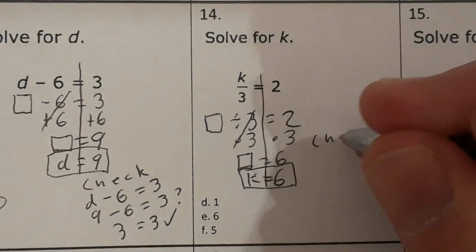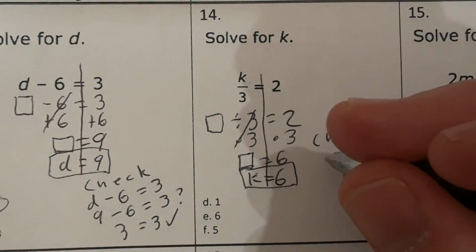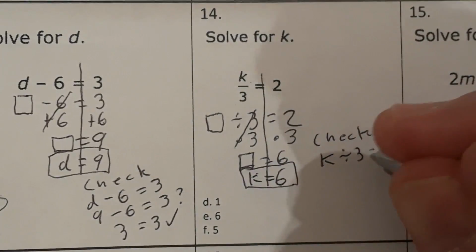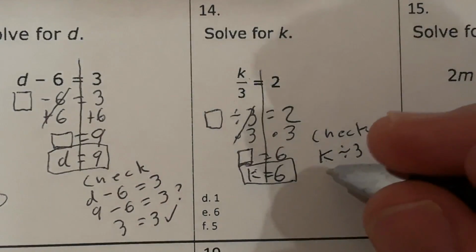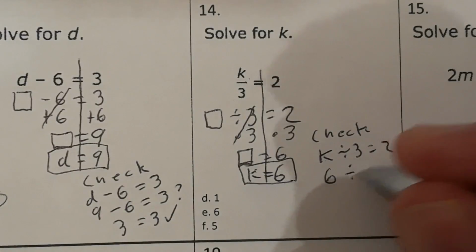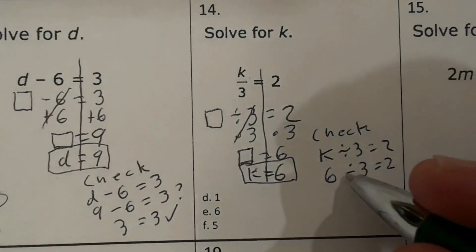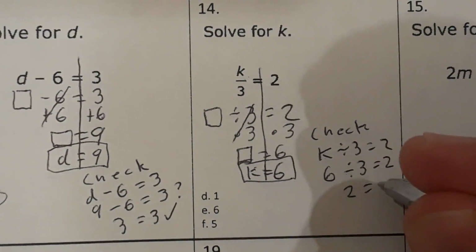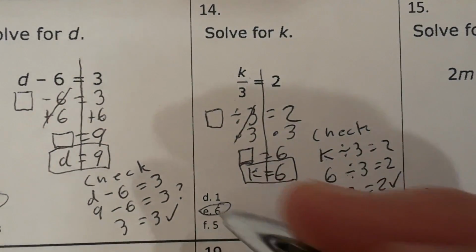All right, here we go. Run the check. Check says use the same equation here. So k divided by 3 equals 2. So remember, a fraction, divide. That's all it is. Well, plug in 6 for k and see if it works. 6 divided by 3 equals 2. Is it true that 6 divided by 3 is 2? Yeah. So 2 equals 2. Check. Kites are 6.